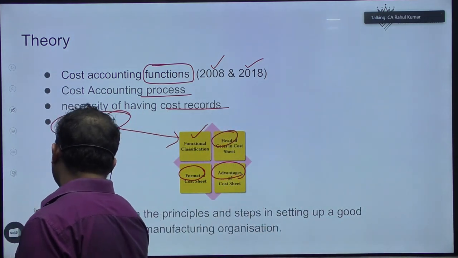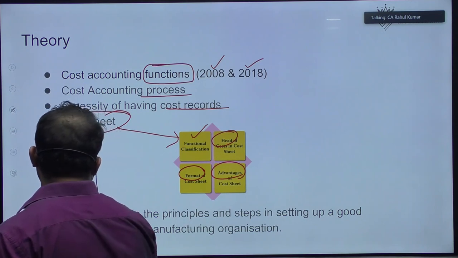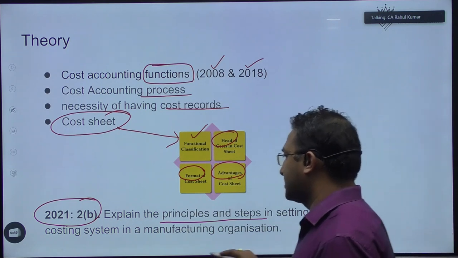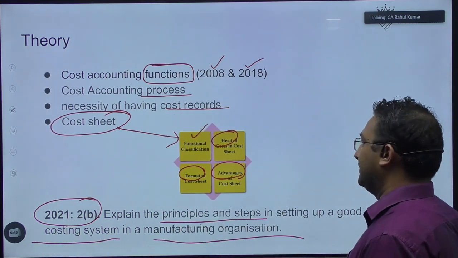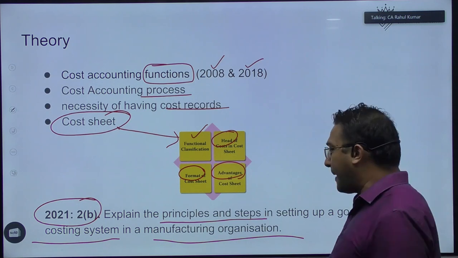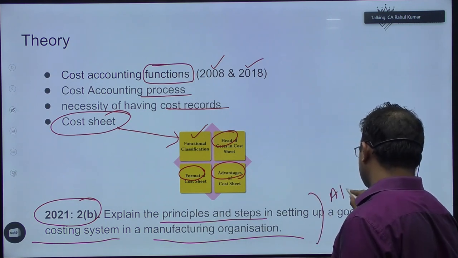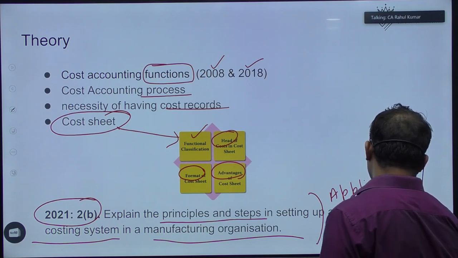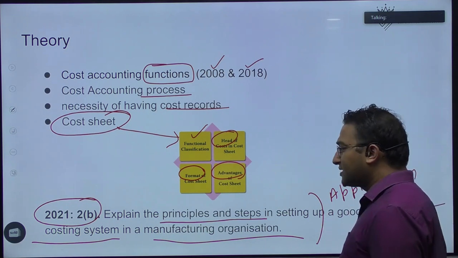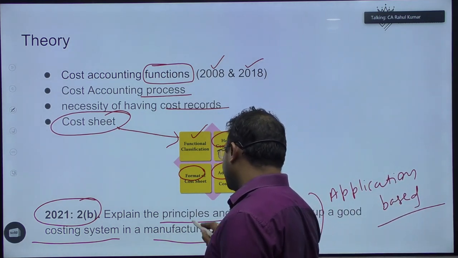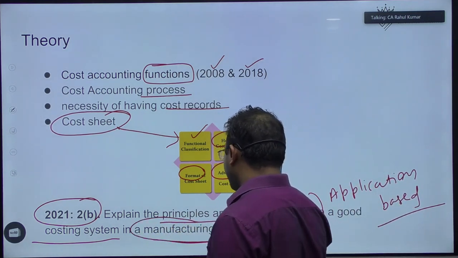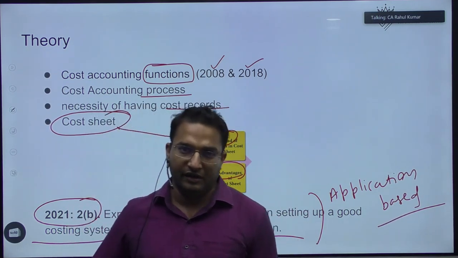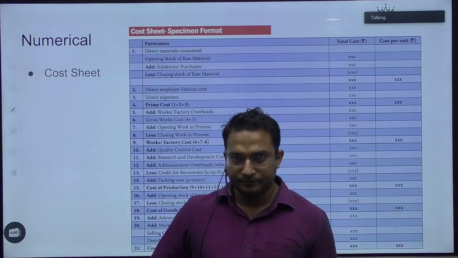In 2021, from this chapter, they asked a question: explain the principles and the steps in setting up a good costing system in a manufacturing organization, right? So this kind of application-based question they can ask. They will not always ask direct questions. They will ask, okay, how we can set up a cost accounting system in a manufacturing organization. So they're asking a particular dimension here, right?